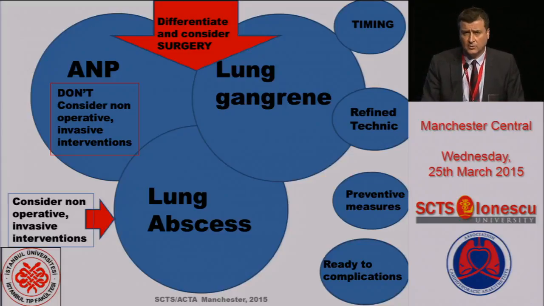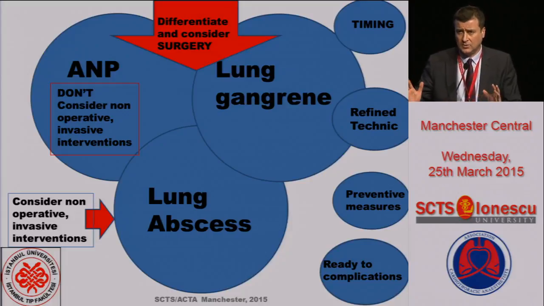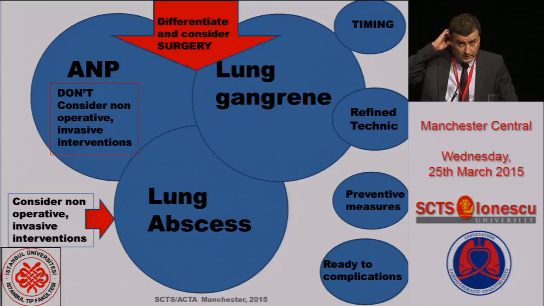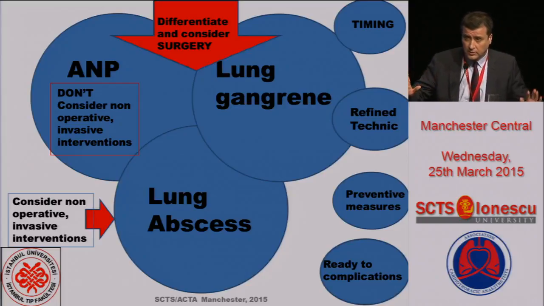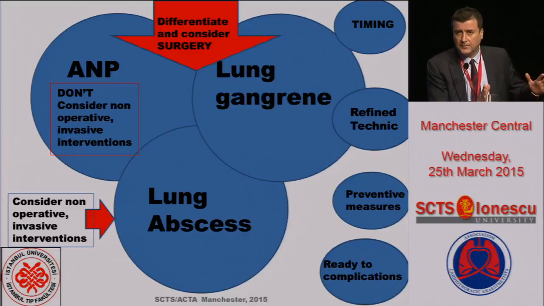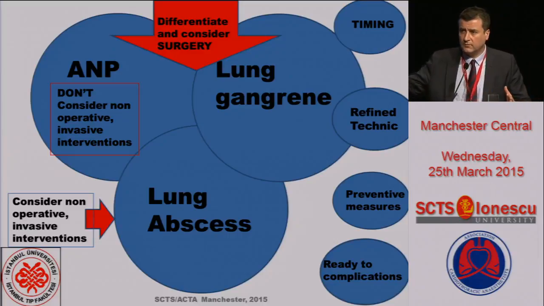You may treat the complication first and wait for recovery of the patient, if he can. I'm not sure he will, and then you may reconsider surgery in those patients. The timing of the surgery, a refined technique, taking preventive measures and being ready for complications are the key measures of this operation. For lung abscess, if you are sure that the patient has a lung abscess without necrotizing pneumonia and gangrene, you may consider non-operative and minimally invasive approaches like suction from the bronchial side or suction from the thoracic side.